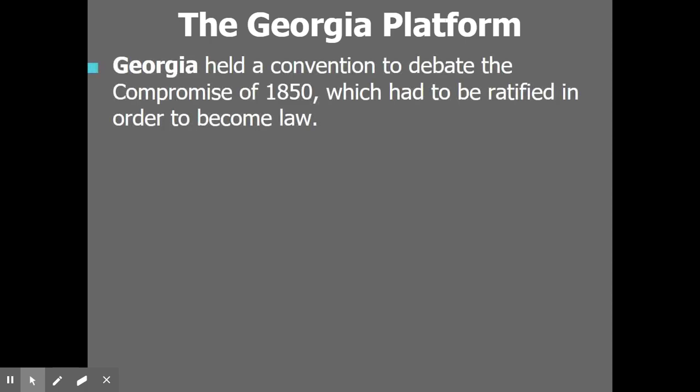So Georgia holds a convention, like they get their legislature together to debate or argue and talk about the Compromise of 1850 because they had to vote on whether or not to ratify it so that all of those parts of the package would become law.